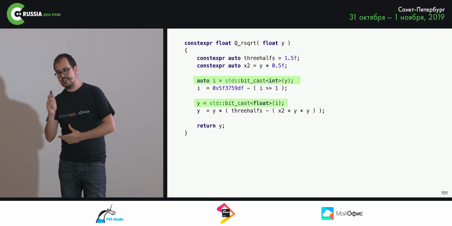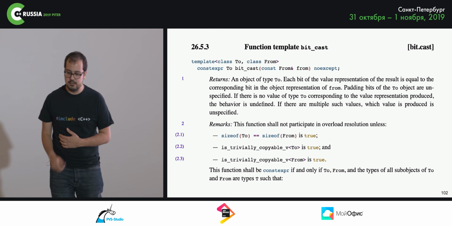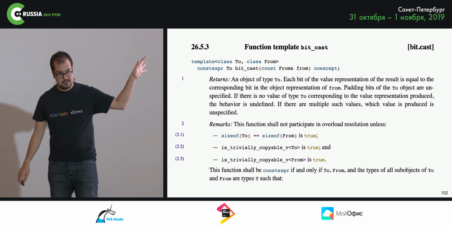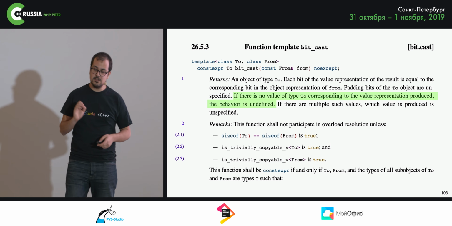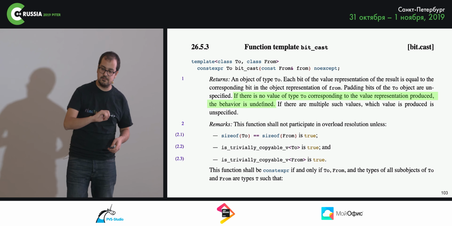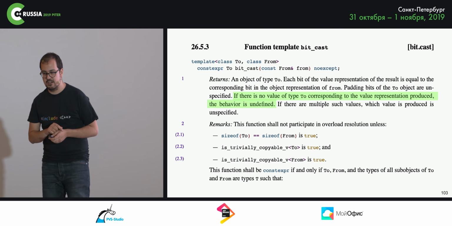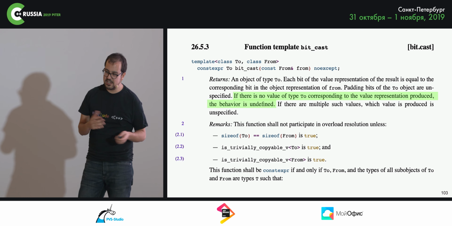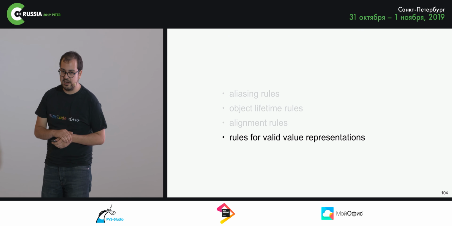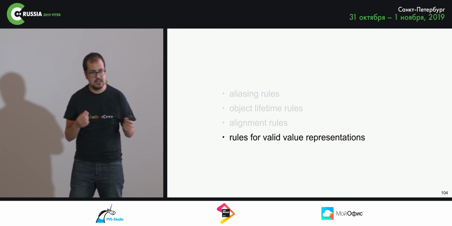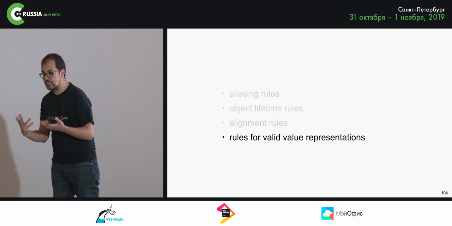There's one last little thing. If you look at the definition of bitcast in the C++ standard, it does the thing that we just discussed, except there is this sentence: if there is no value of type 2 corresponding to the value produced, the behavior is undefined. So you still have a case where you can get UB. What does that mean? Well, that's the last thing on our list: when a value is actually valid. When does a value represent a valid object of type T?